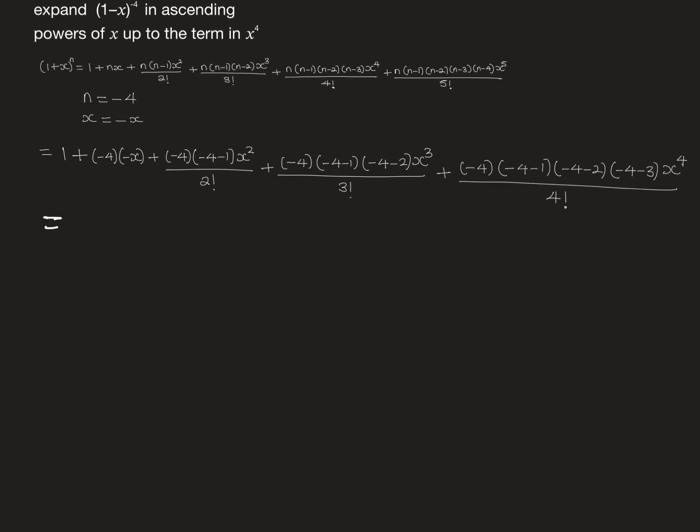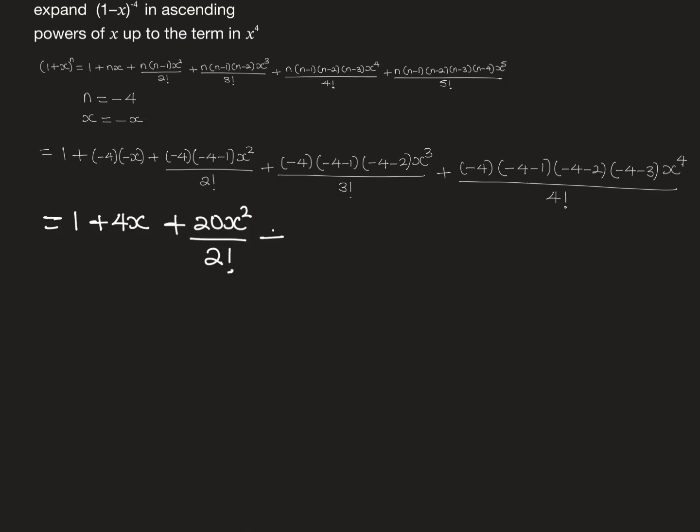So that is going to be 1. We have minus 4 times minus x. That will be a positive 4 because minus times minus will be positive. So we're going to have positive 4x. Minus 4 into minus 4 minus 1 is minus 5. Is that correct? Yes, so minus 5 times minus 4 will give you positive 20. That will be positive 20x squared over 2 factorial.